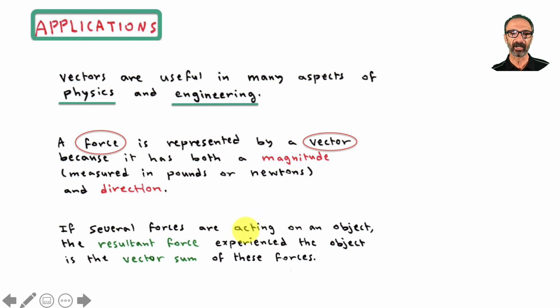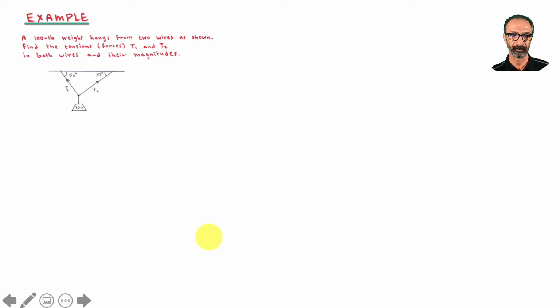If several forces are acting on an object, the resulting force experienced by the object is the vector sum of these forces. Here's a graph. A 100-pound weight hangs from 2 wires as shown. Find the tensions or forces T1 and T2 in both wires and their magnitude.